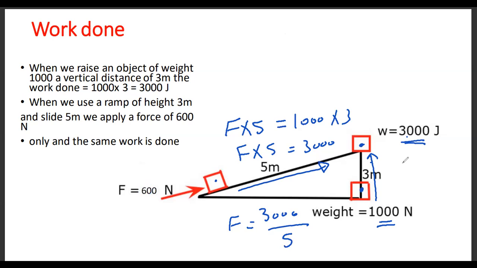As you see, if you try to lift this object directly up, how much force do you apply? 1000 Newton. But if you do it across the ramp, how much force do you apply? Only 600. But it will travel a longer distance. Why? Because at the end, these two ways give the object the same work done. Finally, they get the same work done.